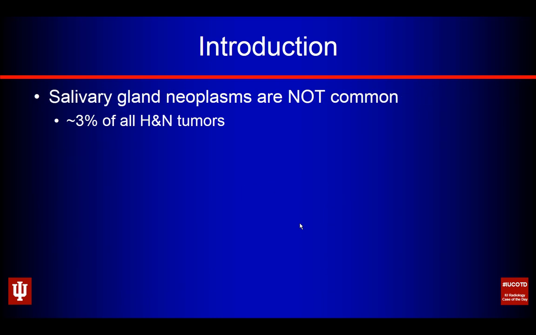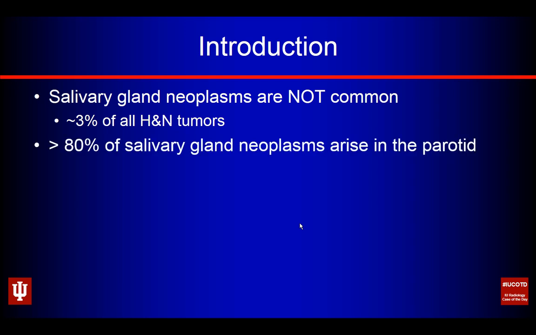So the good news for patients is that salivary gland tumors are really not that common. They only account for about 3% of all head and neck tumors. And the majority of these, probably upwards of 80%, are going to arise in the parotid gland. And that may simply be because the parotid gland is the biggest and it takes up the most real estate.